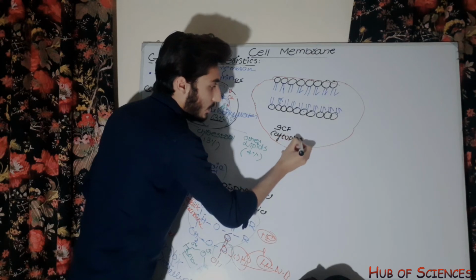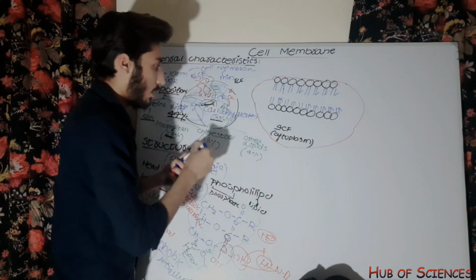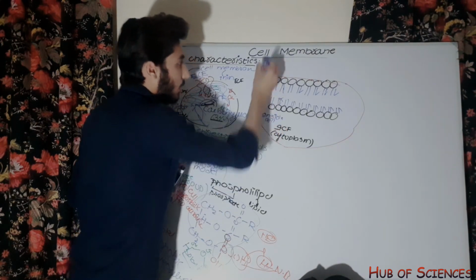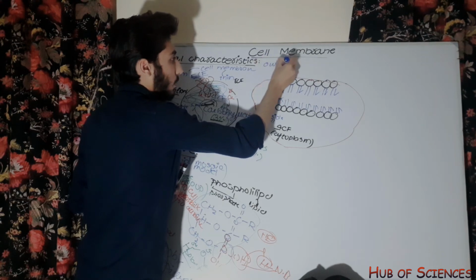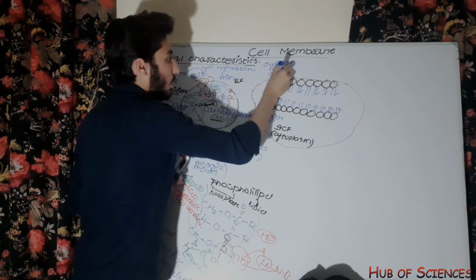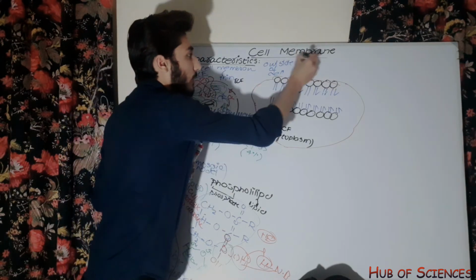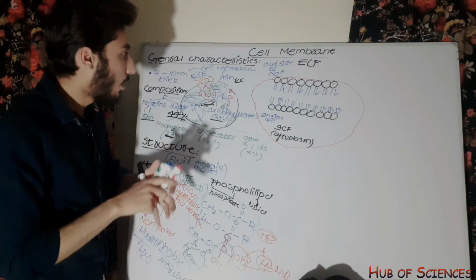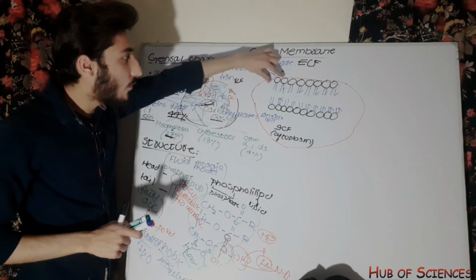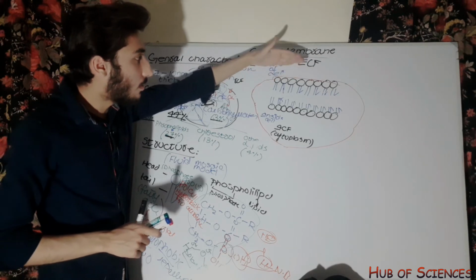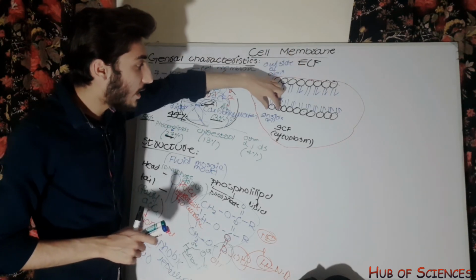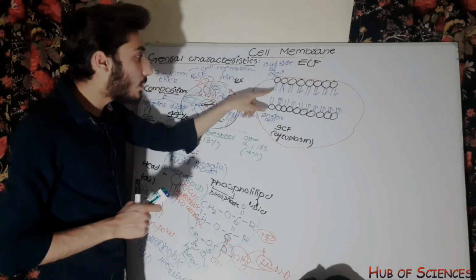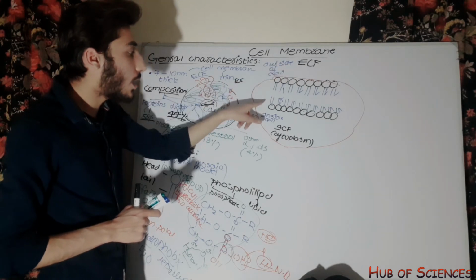So we can call this the inside of the cell, and this is the outside structure of the cell. And outside we know that ECF is present, meaning extracellular fluid. This is the general structure. So why are the heads of the phospholipid facing the ECF, and in the same way the heads of the phospholipid also facing the ICF? Why are the tails not facing the ECF and why are the tails not facing the ICF?